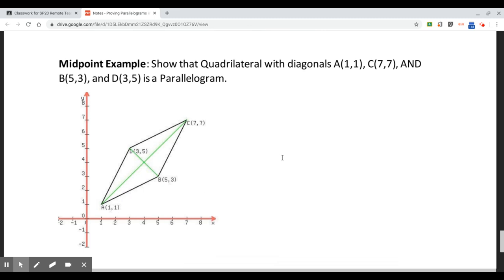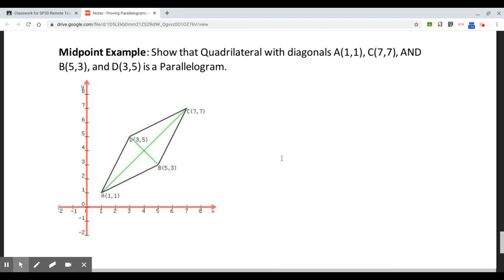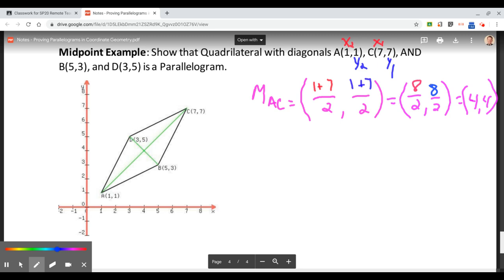The example problem states, show that the quadrilateral with diagonals AC and BD is a parallelogram. So this time they actually gave us the diagonals. All right, let's use the midpoint to figure out the diagonals. For the midpoint of AC, notice this is a capital M, not a lowercase m. Lowercase m is for slope. Capital M is for midpoint.